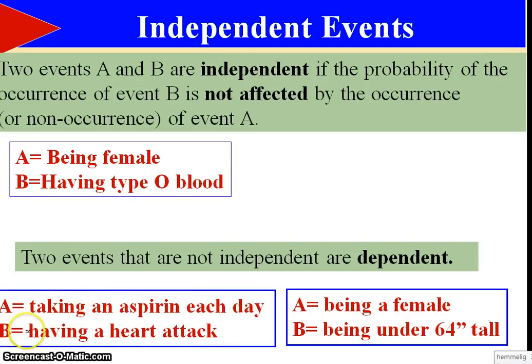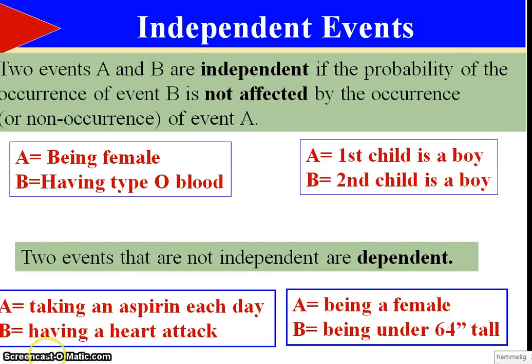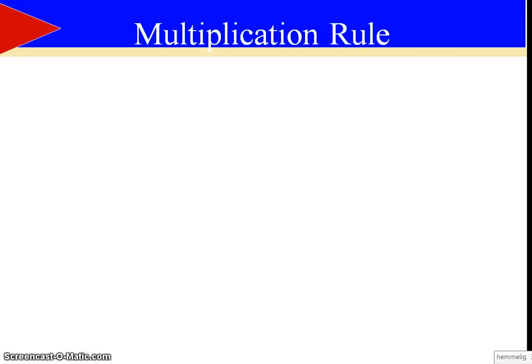Taking aspirin each day and having a heart attack: studies have shown taking aspirin each day does reduce having a heart attack. If your first child is a boy and the second child is a boy, the first child being a boy in no way affects the gender of your second child. So the probability of the gender of your second child is not affected at all by what the gender of your first child is. They're completely independent events.